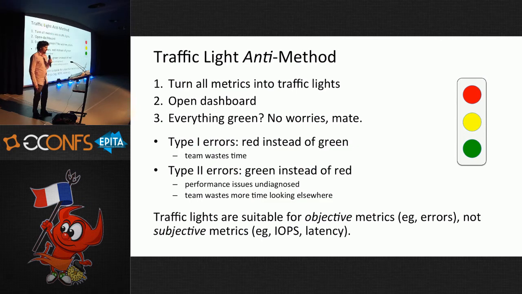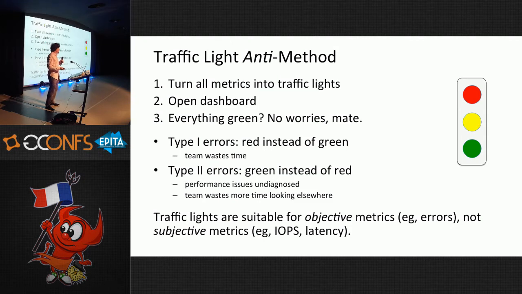Another one I don't like is the traffic light anti-method. And that's where traffic lights are easy to interpret. Red is bad and green is good. And so people like to create these dashboards where they put colors on everything. Now, colors are good for objective metrics, so errors. So if something is actually broken, so a disk has got a failure, you can color it red. And if it doesn't have a failure, perhaps green.